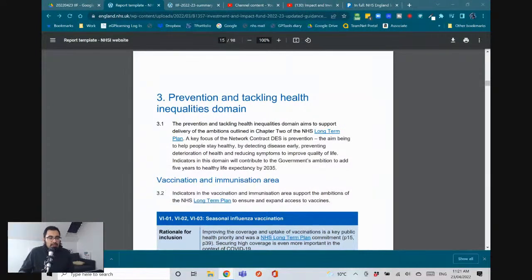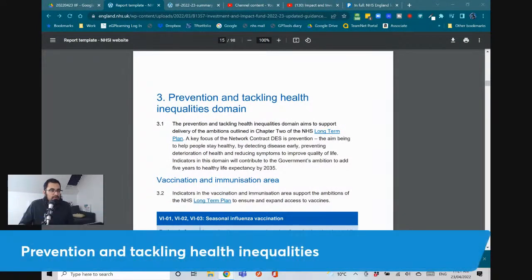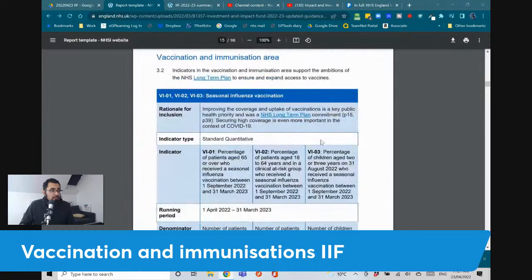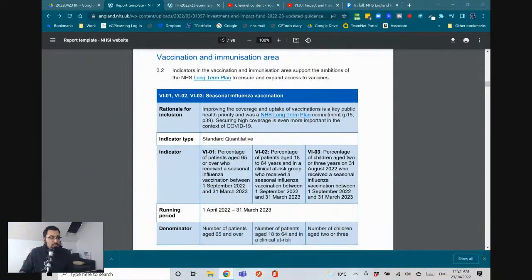Anyway, so let's get cracking. So we're going to talk first of all about the prevention and tackling health inequalities domain. Okay, and the first part of that is the vaccination and immunisation IIF criteria. So let's have a little look at this for you. Let me just go to that.